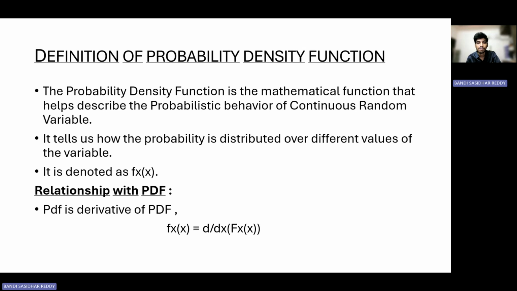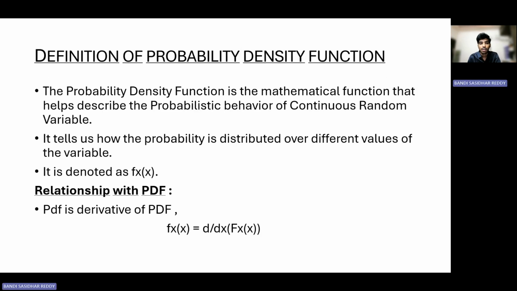Relationship with probability distribution function. The probability density function is a derivative of the probability distribution function, which means fX of x equals d by dx of capital FX of x.